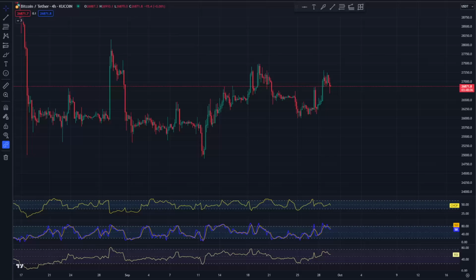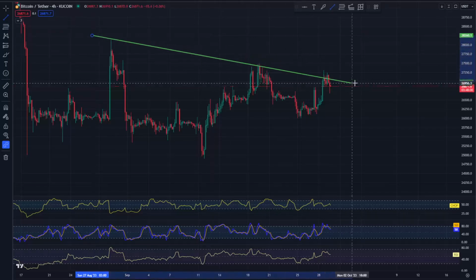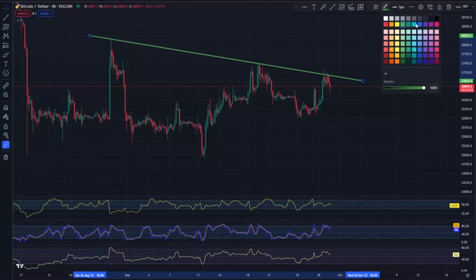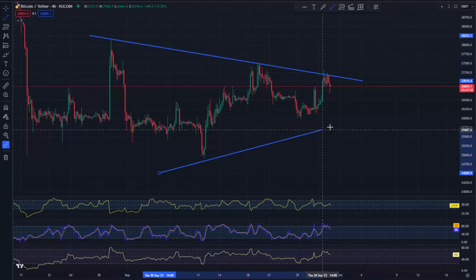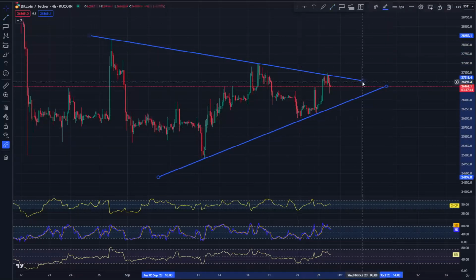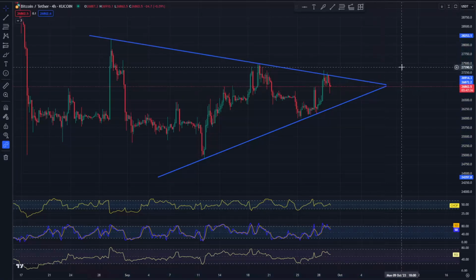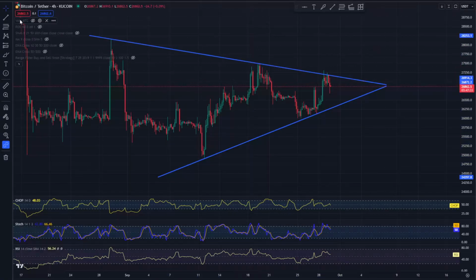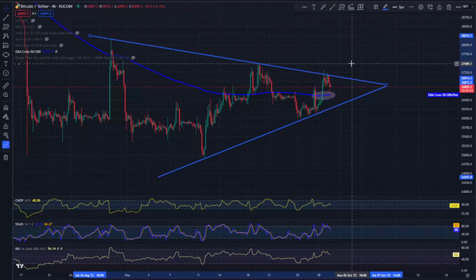Let's start by checking the current situation on the BTC to USDT pair, taking into account the 4-hour interval. First, we will use blue lines to mark the local triangle in which the price is approaching the exit direction. When we turn on EMA Cross 200, we can see that the price is struggling to stay in an upward trend above EMA Cross 200.